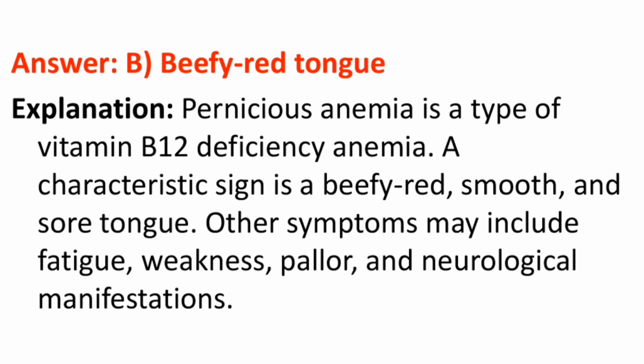Pernicious anemia is a type of vitamin B12 deficiency anemia. A characteristic sign is a beefy red, smooth and sore tongue. Other symptoms may include fatigue, weakness, pallor and neurological manifestations. The next question.